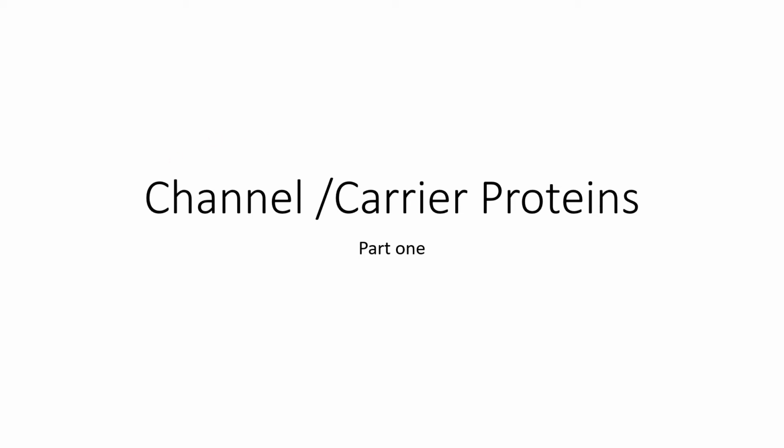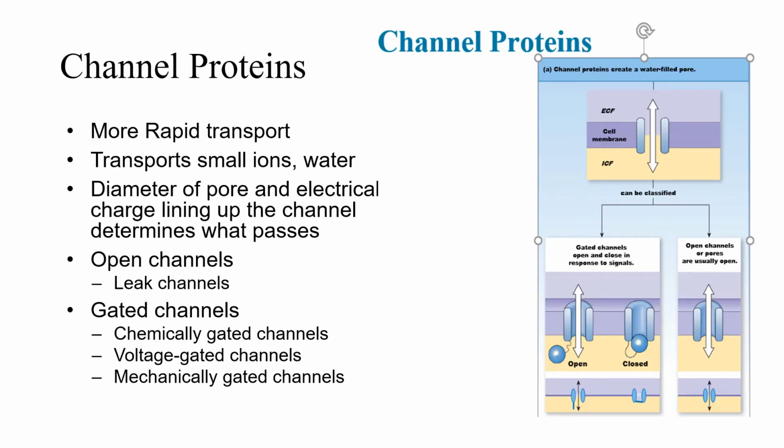Hello everyone. Today we're going to talk about the different types of channel proteins and carrier proteins. Certain molecules can pass directly into or out of the cell via the plasma membrane, but there are some molecules that are either too big or they carry charges, like ions, and those cannot pass directly through the plasma membrane. So those would need to pass through what's known as a channel protein.